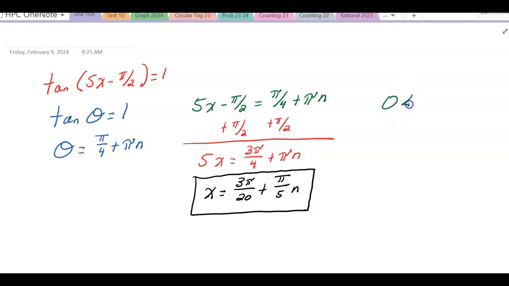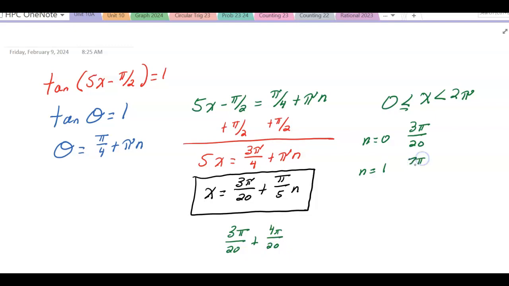If you wanted answers just between 0 and 2 pi, then if n is equal to 0, you get 3 pi over 20. If n is equal to 1, you need to get a common denominator, so 3 pi over 20 plus 4 pi over 20. That'll get you 7 pi over 20. If n is equal to 2, that means you add 8 pi over 20. So that's going to be 11 pi over 20.